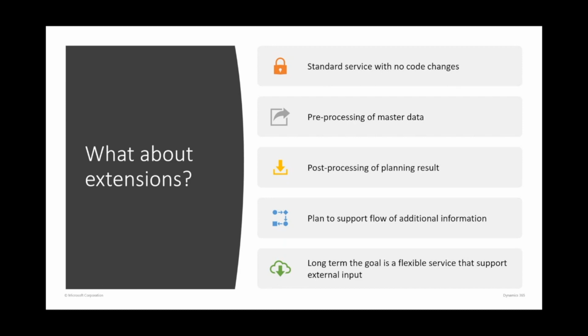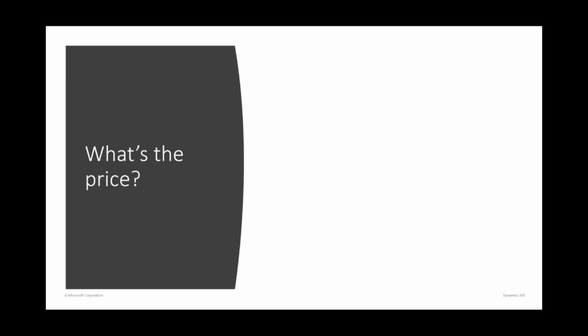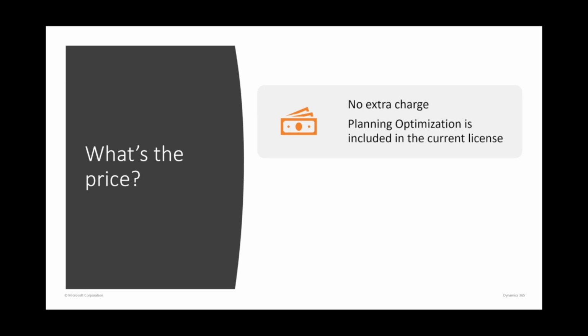Okay, so what's the price? That's the next big question we have, and that's a good question, because these planning capabilities come without extra charges. So that means this planning service, or the planning optimization service, is included in your current license. Your current license means you need to have a subscription for Dynamics 365 supply chain management, or you have a license for Dynamics 365 Finance and an attached license for supply chain management as well. So you need to have this supply chain management application licensed, and then you have access to the base functionality.